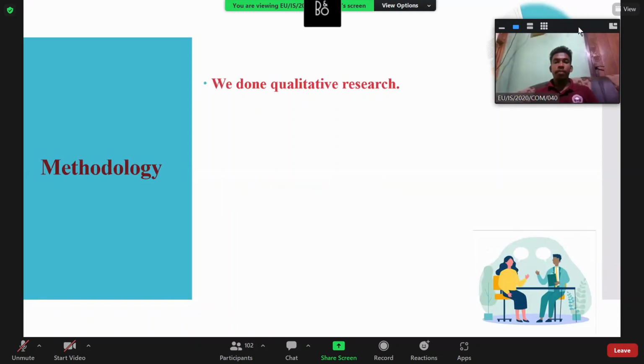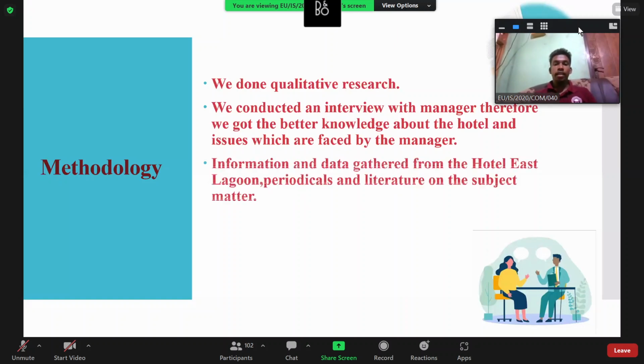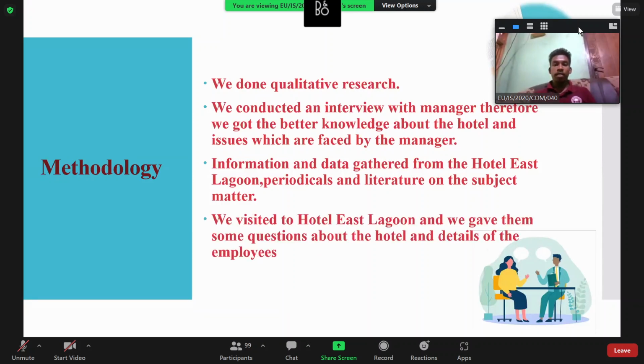Thank you. I am Paresh Kant. My registration number is COM14. I will explain about the methodology. We did qualitative research. We conducted an interview with the manager. Therefore, we got better knowledge about the hotel and the issues which affect managers. Information and data were gathered from the Hotel East Lagoon, periodicals and literature on the subject matter. We visited Hotel East Lagoon and asked them some questions about the hotel and details of the employees. Thank you. The next part will be explained by Evoni.